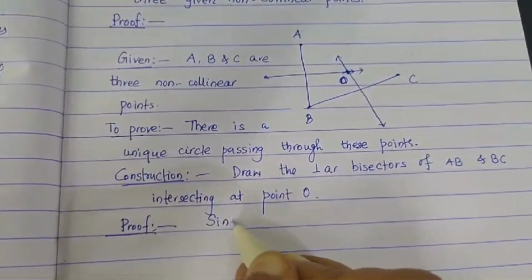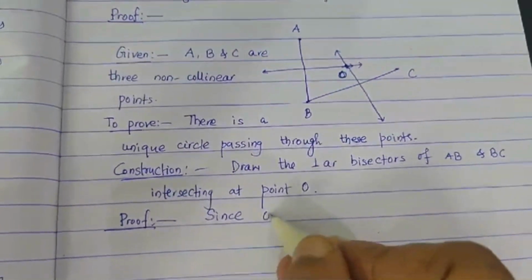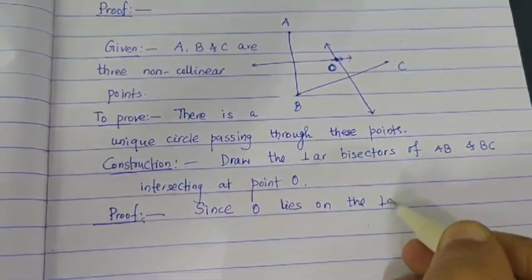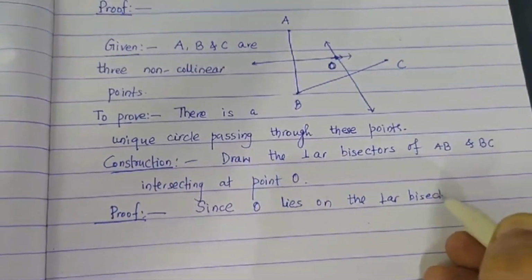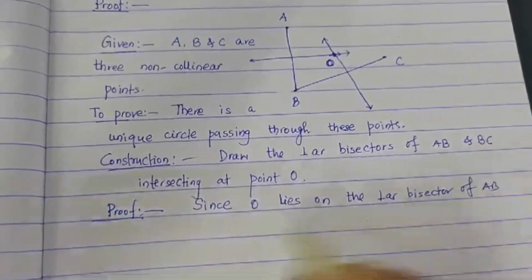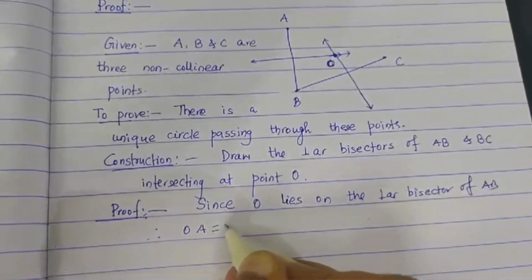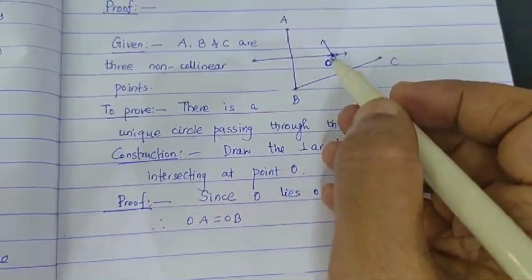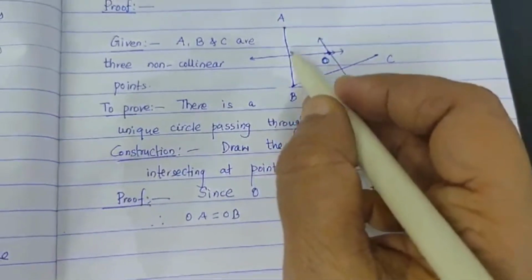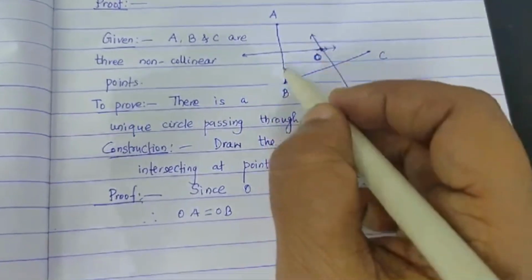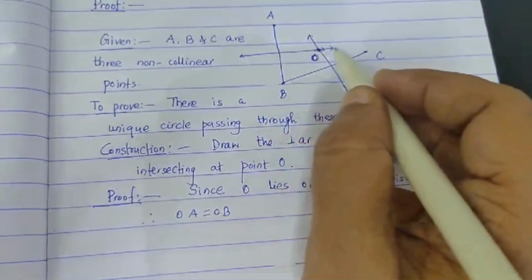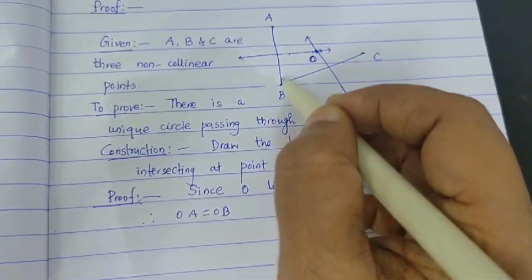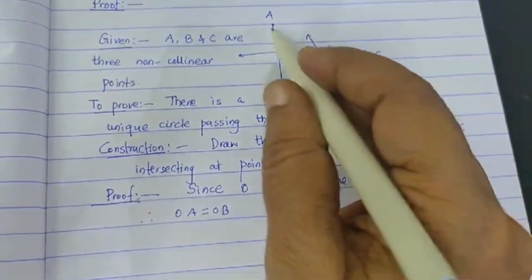Since O lies on the perpendicular bisector of AB, therefore OA is equal to OB, because every point on the perpendicular bisector of a line segment is equidistant from its endpoints. Every point on this perpendicular bisector, suppose we take a point here, then this distance and this length will also be equal.